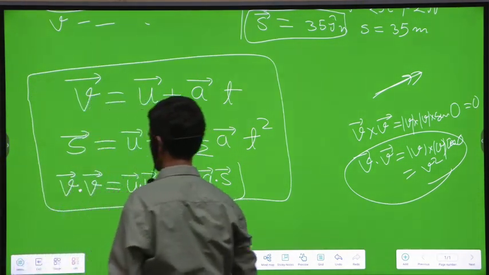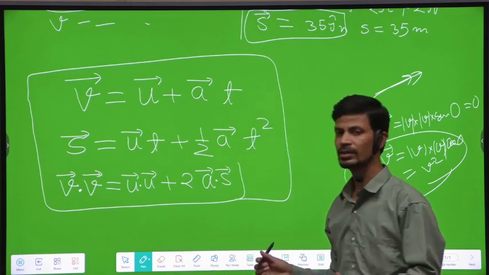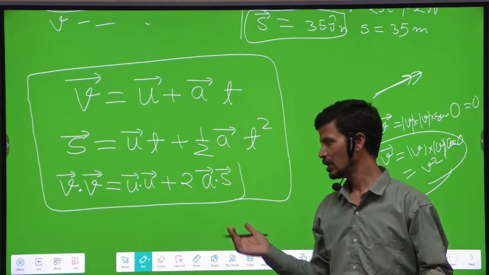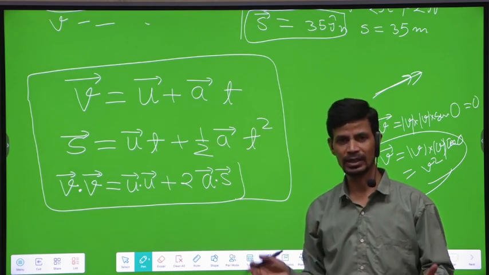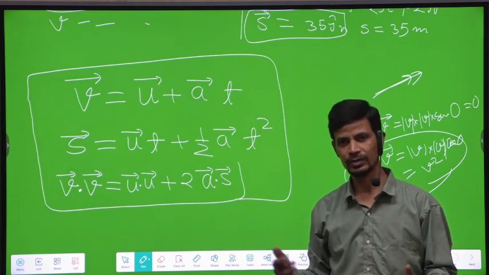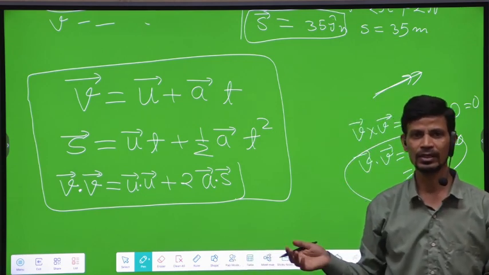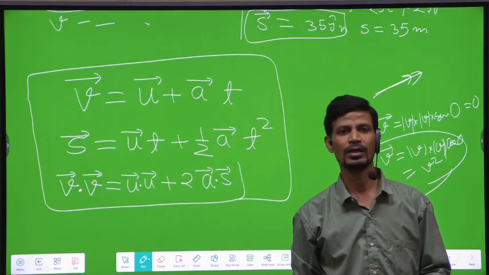Remember these equations of motion in vector form. Some of the questions might come in this form, and I'm not telling you such type of problem right now, and we'll see some of the problems related to motion in 2 dimensions in upcoming videos.